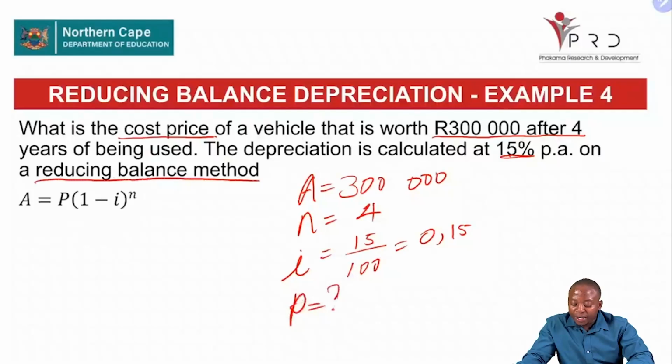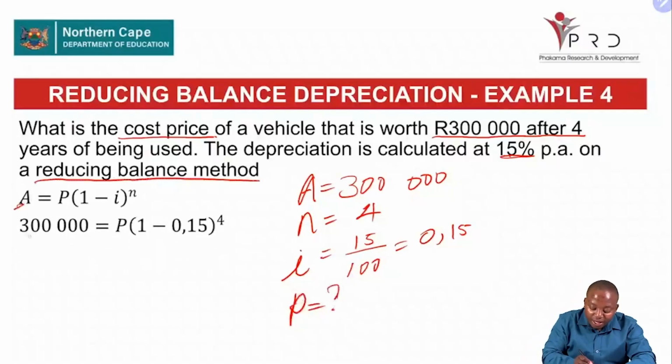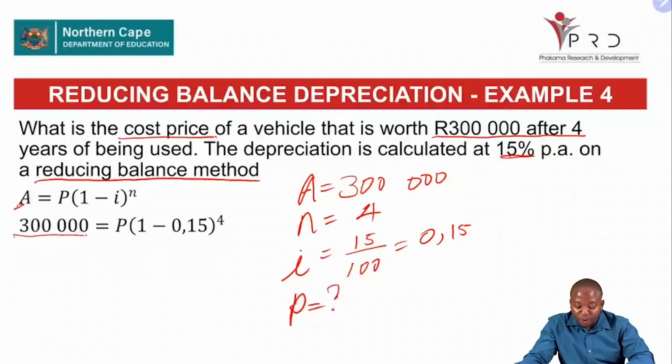After that, we plug in the formula. So we're given our A as 300,000. In the space of A, I substitute 300,000 equals, in the space of P, I just put P because I'm looking for P. Then into 1 minus 0.15 all raised to the power 4. 0.15 is our I in that case. In the space of N, we put 4. Yes. Then we solve for P in that case.